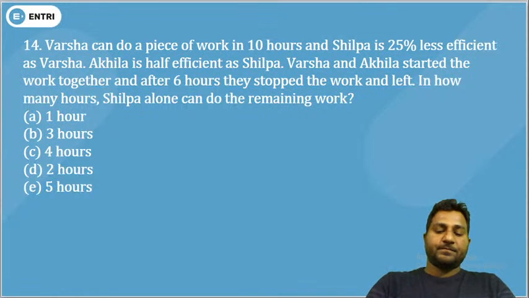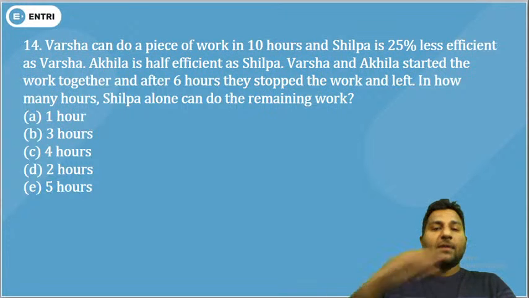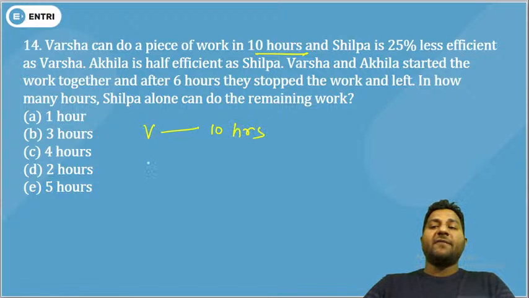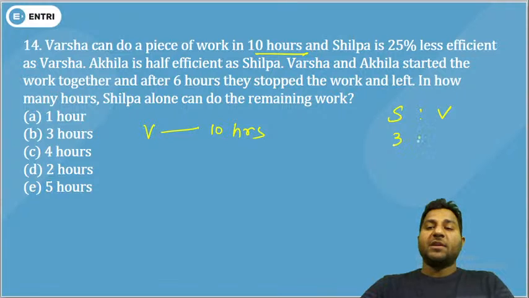Next. Come on, solve this one. Varsha can do a piece of work in 10 hours. Alright, and Shilpa is 25% less efficient than Varsha. That means 3:4. Akila is half as efficient as Shilpa.